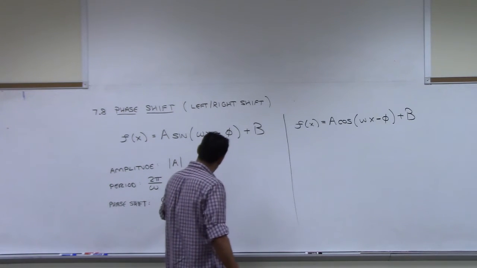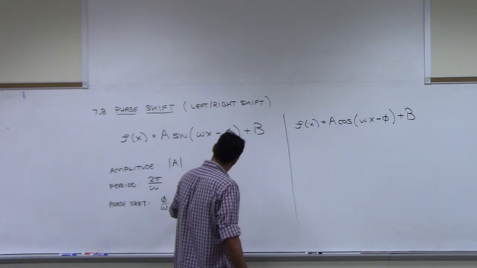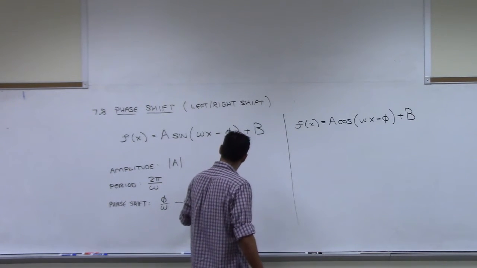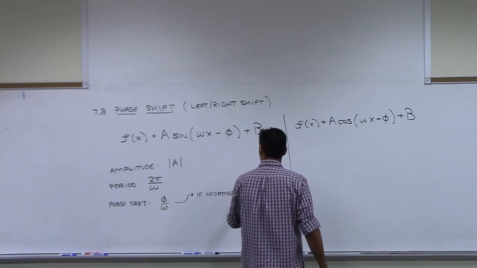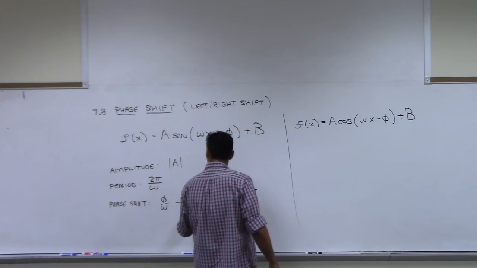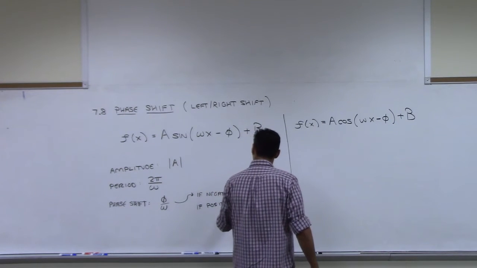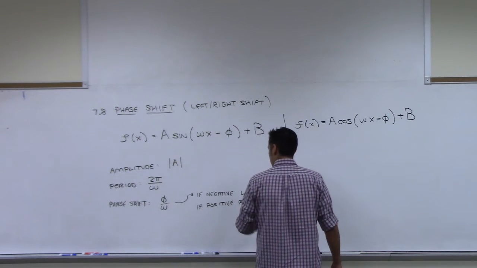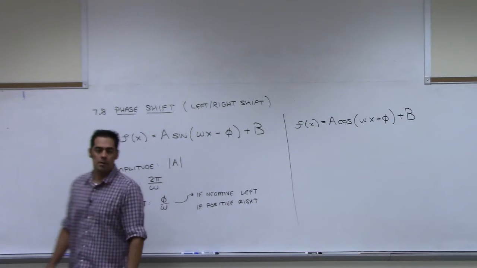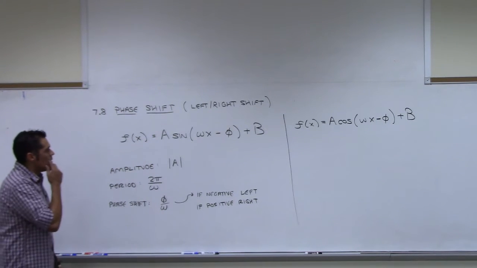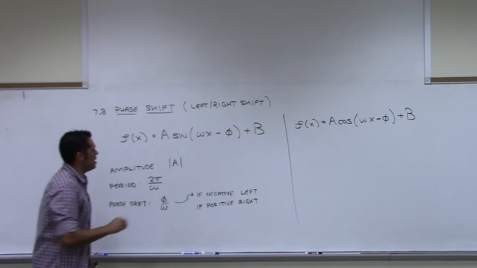If negative, it's actually to the left. If positive, right. Now, that's why I had to change that minus sign in the formula.